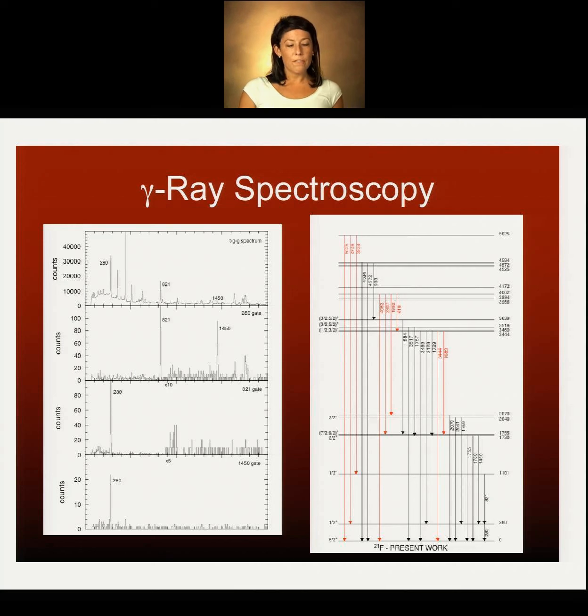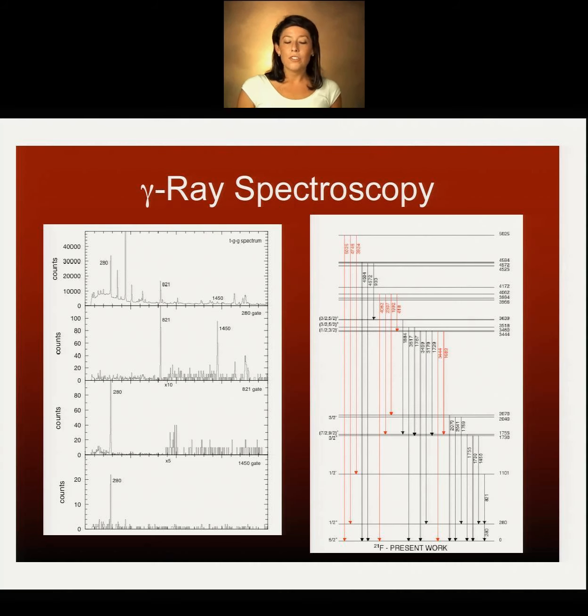The figure on the left shows an example of coincidence measurements that were taken at Florida State University. By looking at coincidences, you can build up a level scheme that is shown on the right, and you can also, with these gamma rays, extract spin and lifetime information for these states as well.